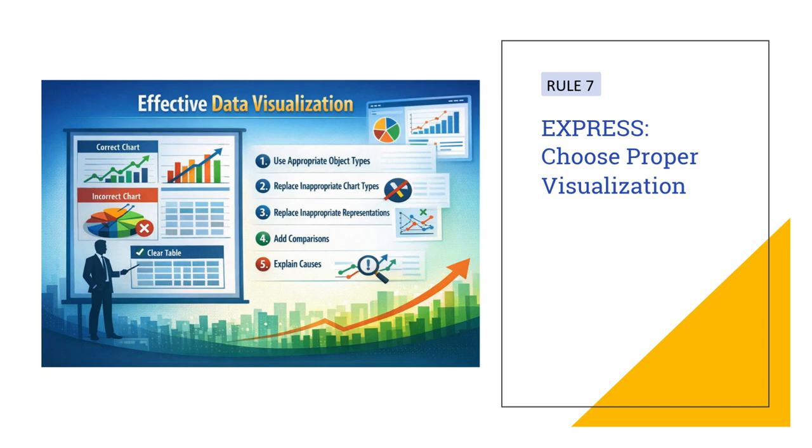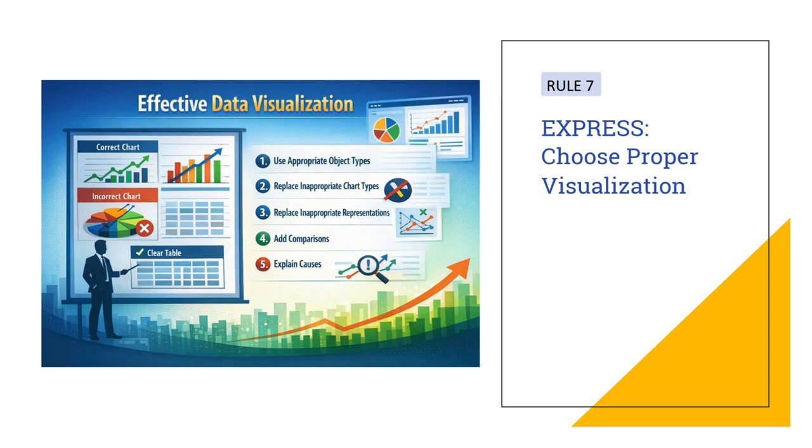And the final rule, Rule 7, express. Choose proper visualization. Choosing the right visualization is not aesthetic, it's analytical. The wrong chart type can actively mislead, even with perfectly accurate data.